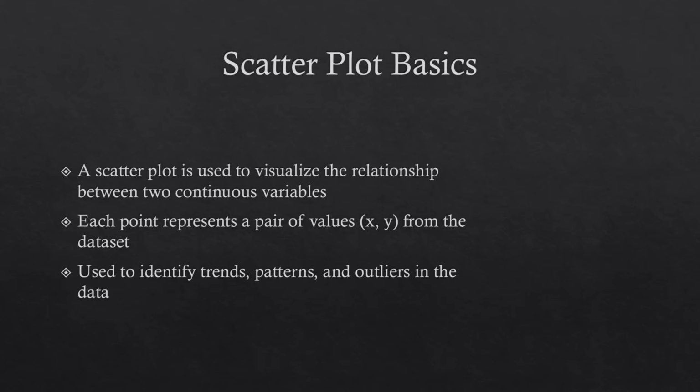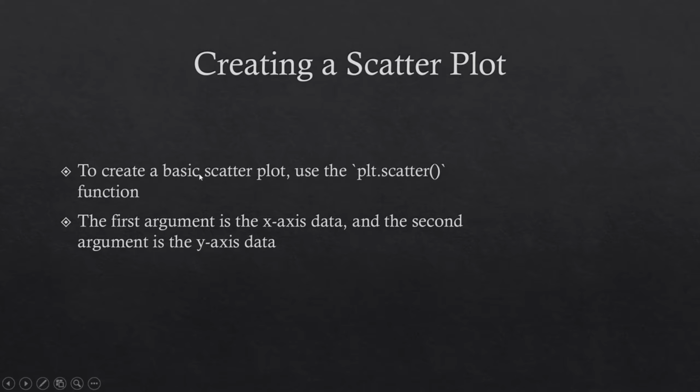A scatter plot is used to visualize the relationship between two continuous variables. Each point represents a pair of values x, y from the dataset, used to identify trends, patterns and outliers in the data. To create a basic scatter plot, use the plt.scatter function. The first argument is the x-axis data and the second argument is the y-axis data.